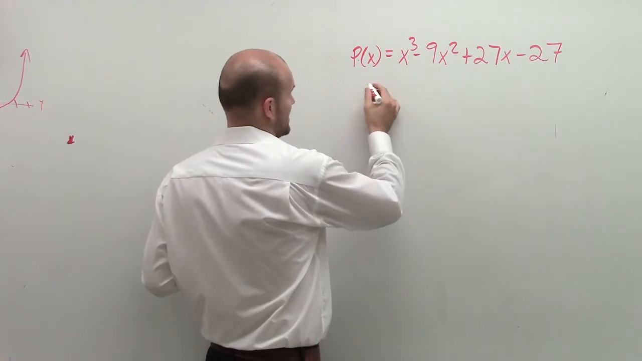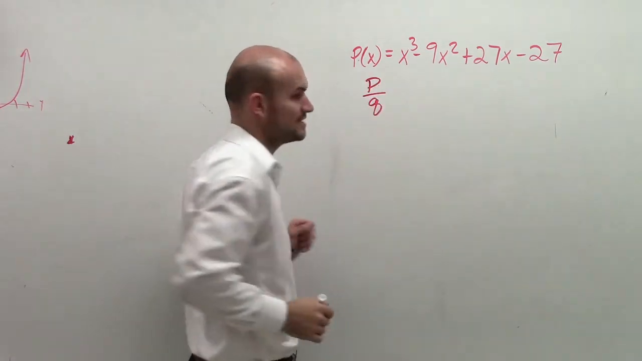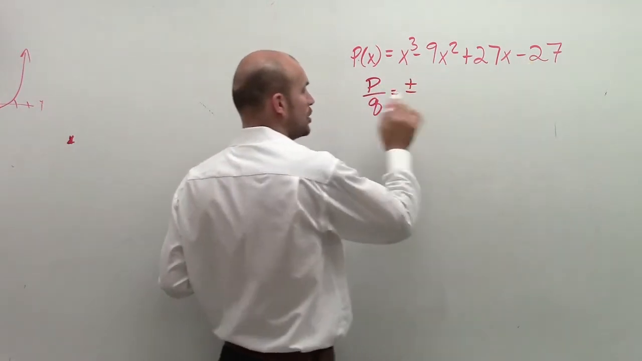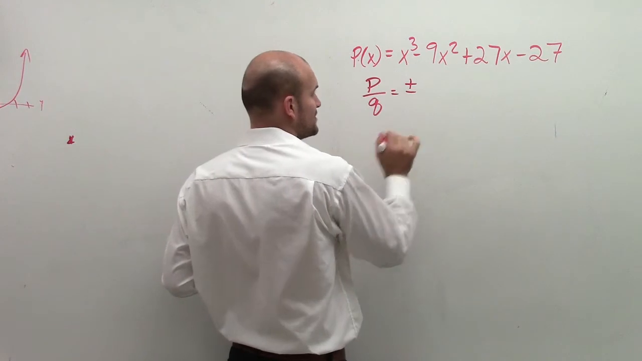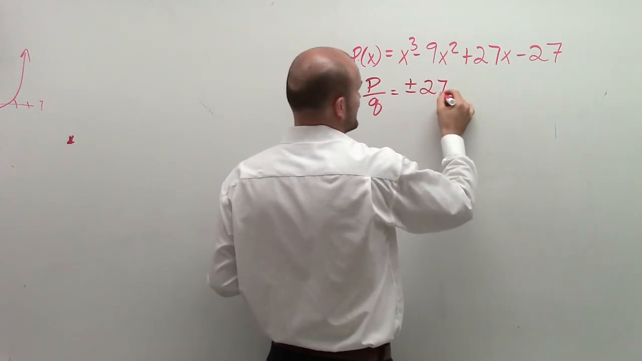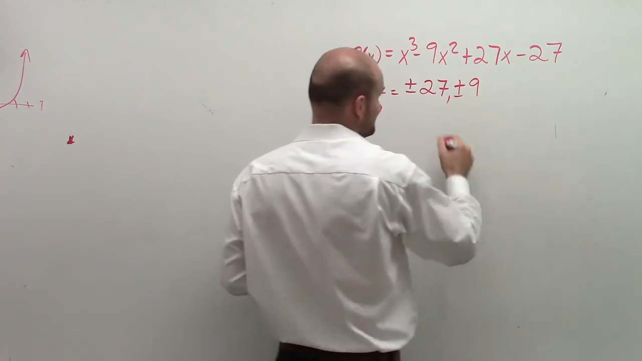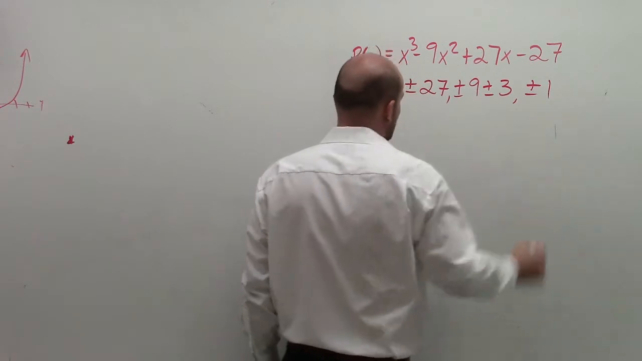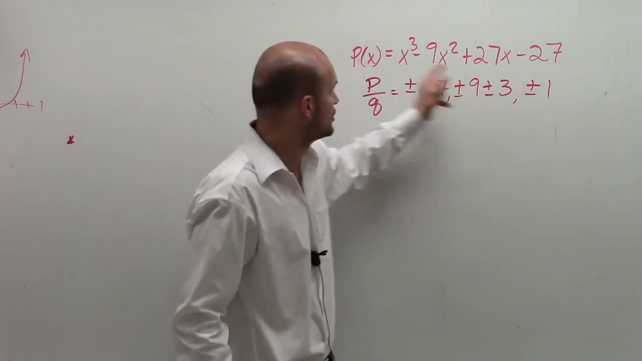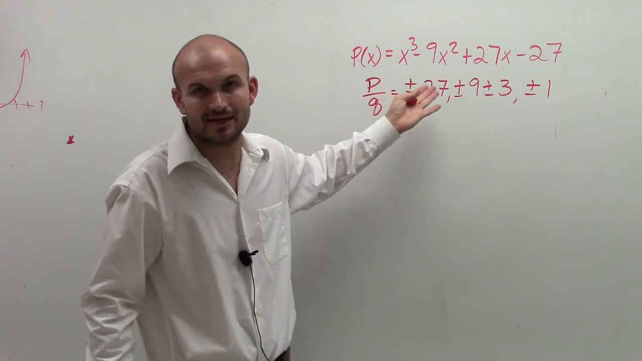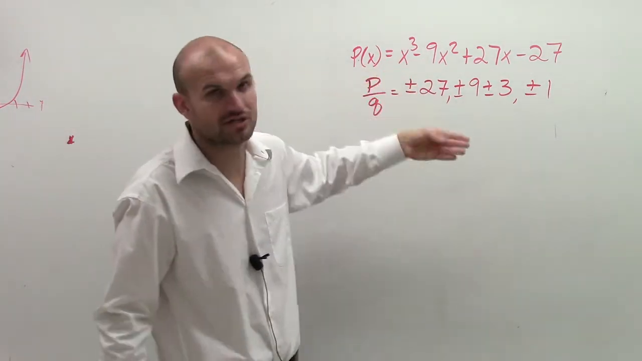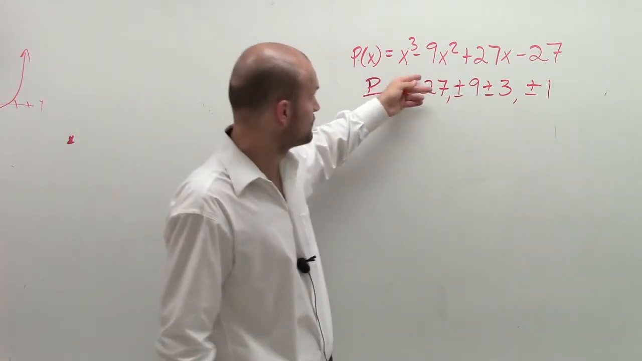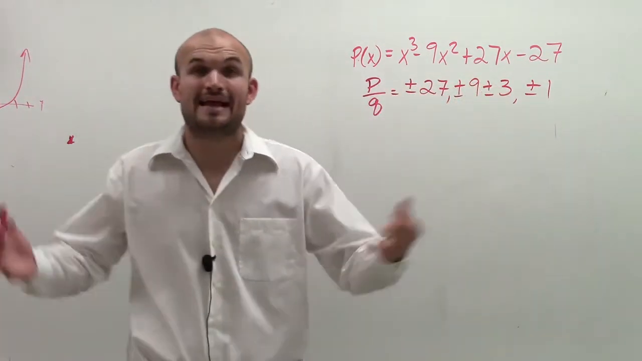So the rational zero test tells us that all the possible rational zeros are in the form of the factors of p, which is your constant, over the factors of q, which is your leading coefficient. So that means I'm going to have plus or minus 27, plus or minus 9, plus or minus 3, and plus or minus 1. These are all over the factors of 1, which are just going to be 1. So we're left with whole numbers. Now what I have currently is 1, 2, 3, 4, 5, 6, 7, 8. So I have 8 possible zeros.